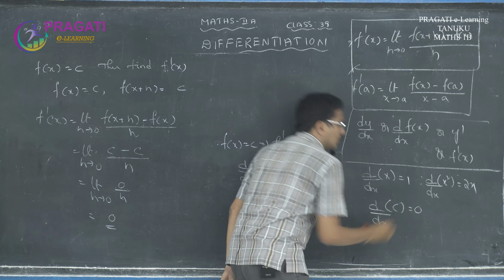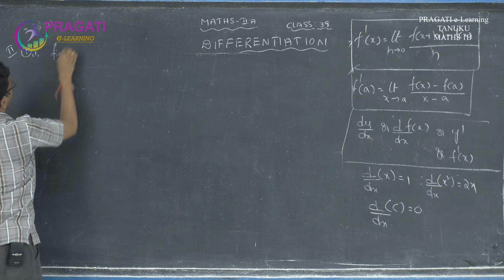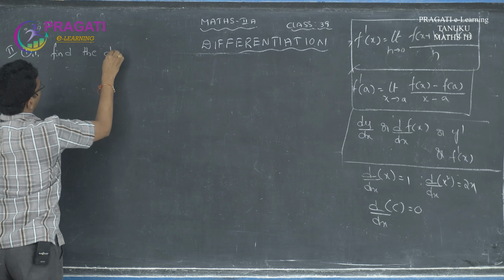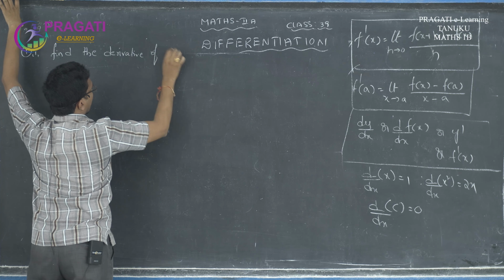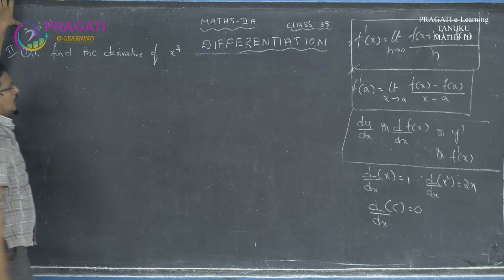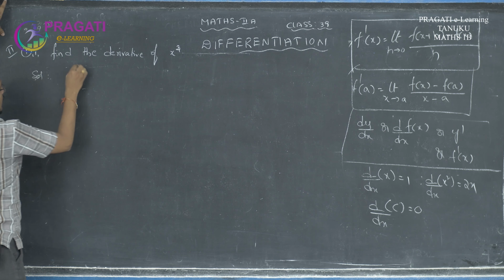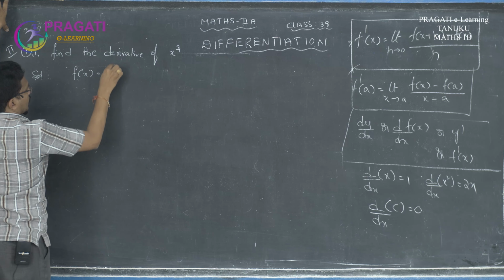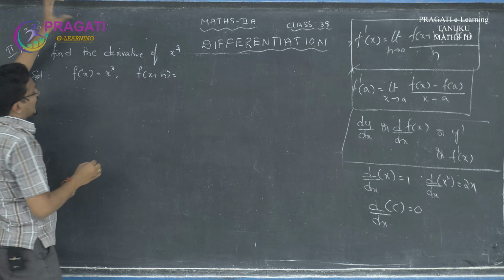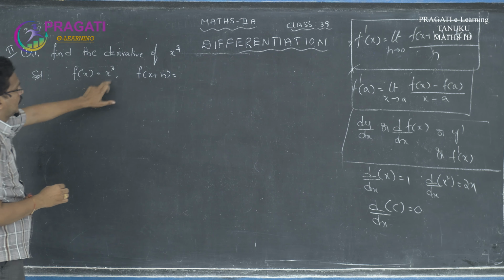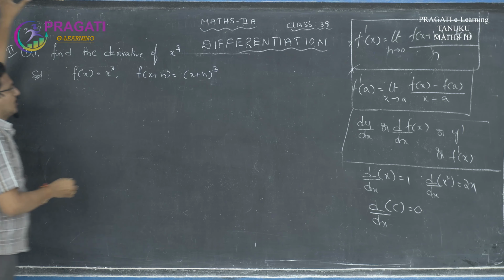Similarly, so many problems are there. Okay, the next sum is find the derivative of the function x cube. Here the function is x cube. The solution is f of x equal to x cube. What is f of x plus h? To replace x by x plus h, here f of x plus h is equal to x plus h whole cube. Okay, what is the first principle formula?